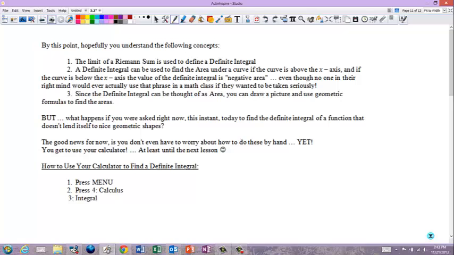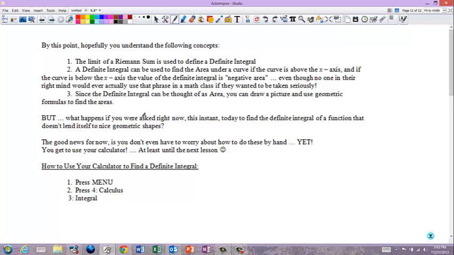And then it says, by this point, hopefully you understand the following concepts. The limit of a Riemann sum is used to define a definite integral. A definite integral can be used to find the area under a curve if the curve is above the x-axis, and if the curve is below the x-axis, the value of the definite integral is negative area, even though no one in their right mind would ever actually use that phrase in a math class if they wanted to be taken seriously. Since the definite integral can be thought of as area, you can draw a picture and use geometric formulas to find the areas.